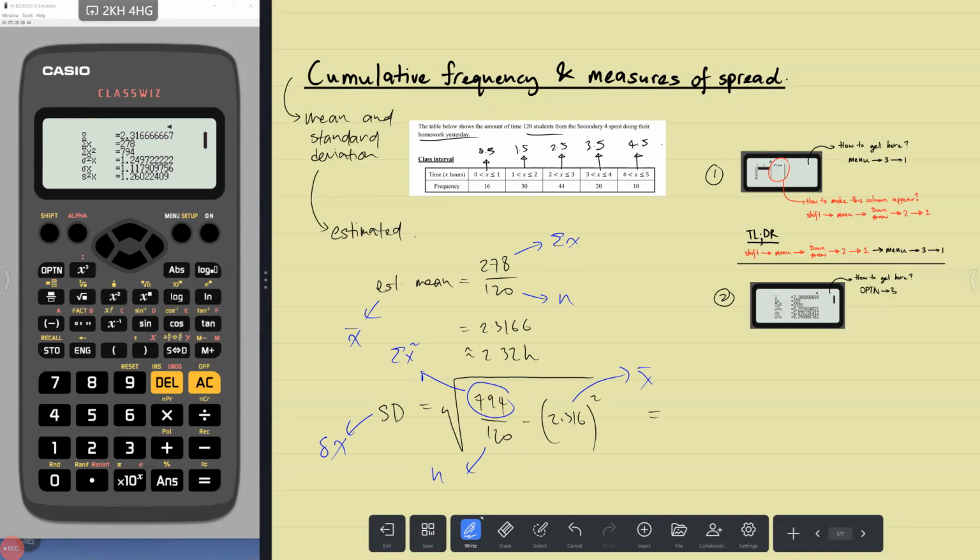So you can look for this value in your calculator already, which is sigma x, the one you see there. The bottom, second row from the bottom, 1.117. 1.117, and it's rounded off to 1.12 hours. Okay? That's all to find your estimated mean and your standard deviation.